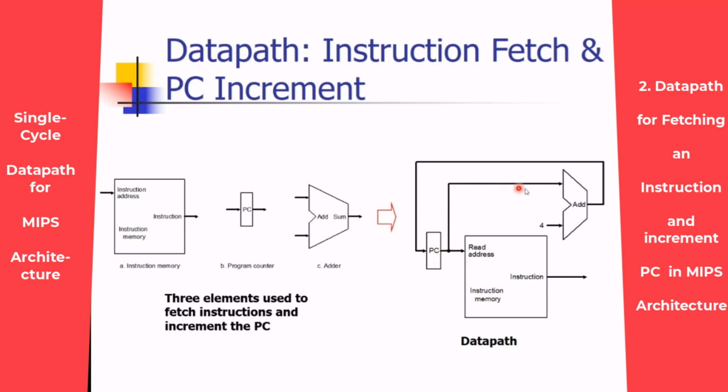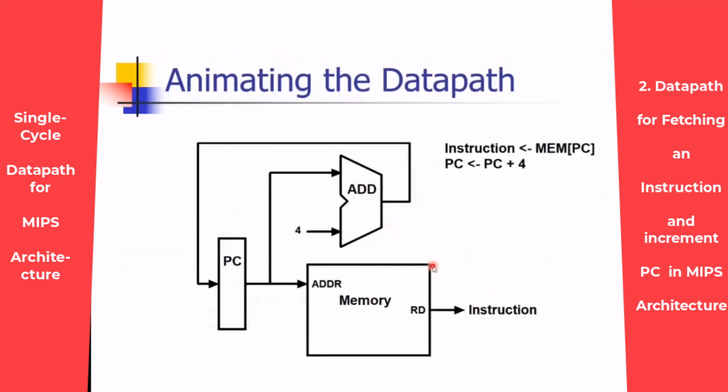Also, the content of the program counter is given to the adder, and another input of the adder is connected to the number 4. So every time 4 will be added to the program counter, and the result will come back and be stored in the program counter. Let me show you in a simple animation. The program counter is given to the address port of the memory, and as you can see at the data output of the memory, you can see the opcode of the instruction. Also, the program counter is given to the adder and the result comes back and is stored in the program counter. So the program counter is reassigned with the program counter plus 4. In this way, we will move to the next instruction in the memory.